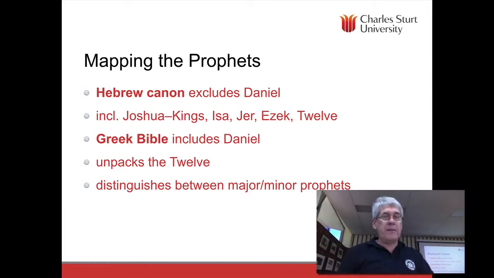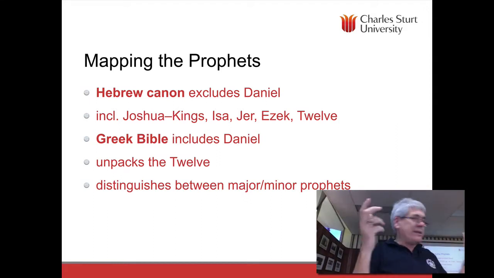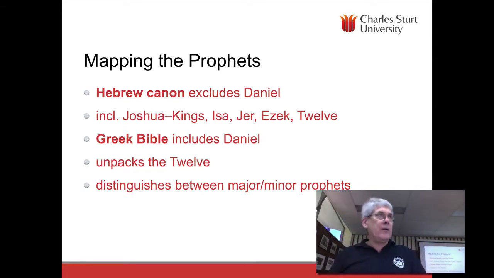from a Jewish perspective. The Greek Bible, which was originally itself inherently Jewish, it was simply Greek-speaking Jews producing what we call the Septuagint, okay? It includes Daniel, and it unpacks the 12 as 12 separate books, and it distinguishes between long prophets and short prophets by saying major prophets, minor prophets. And they don't mean that Amos is an insignificant prophet. They're simply saying it's not one of the big three. It's one of the smaller prophetic texts, okay?